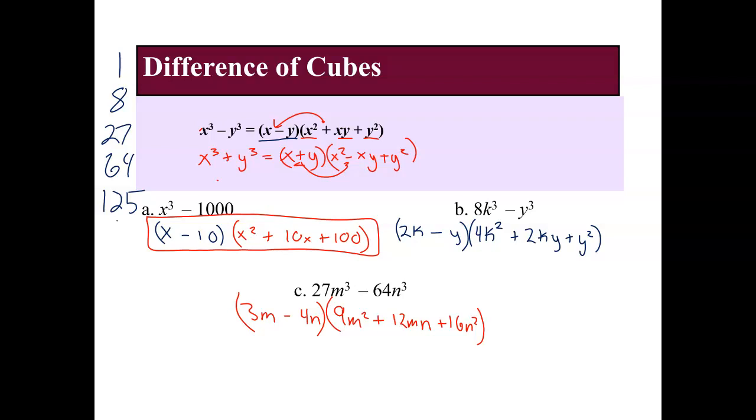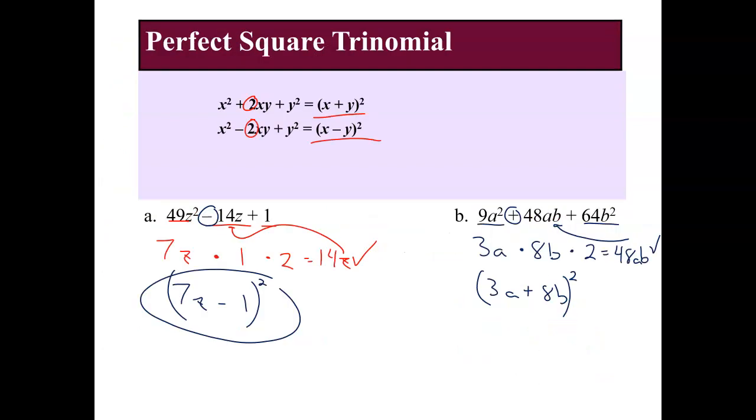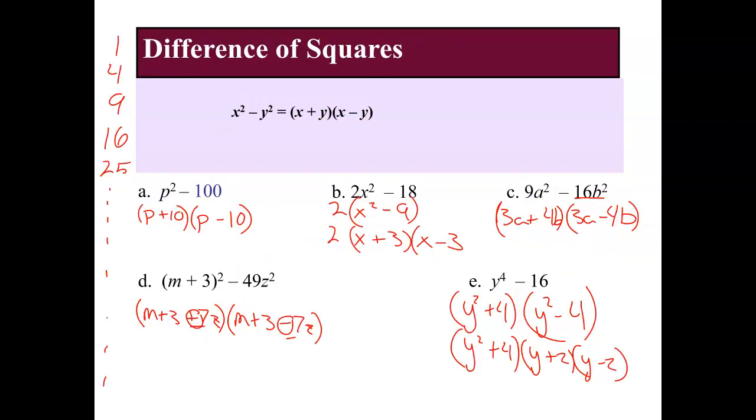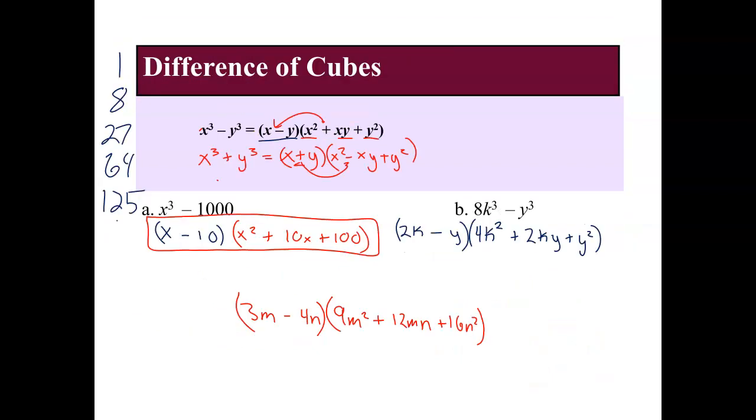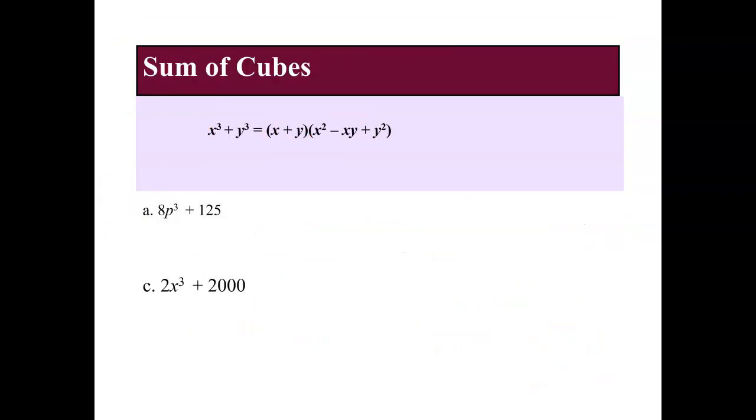I also want to point out that for cubes, we have a sum and a difference. For squares, we do not have a sum. Okay? When we did our sum of squares, that did not get factored. There is no sum of squares, just the difference. But with cubes, we have both. Okay? So, sum of cubes, same idea.